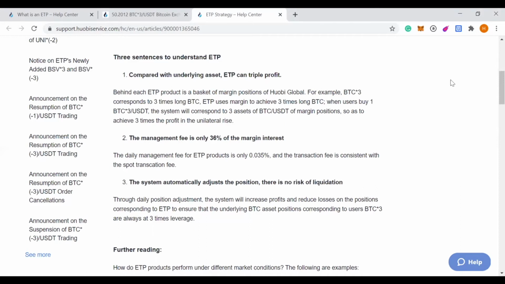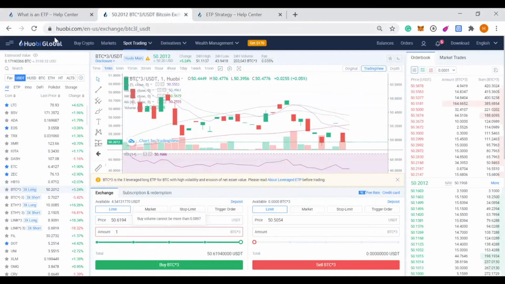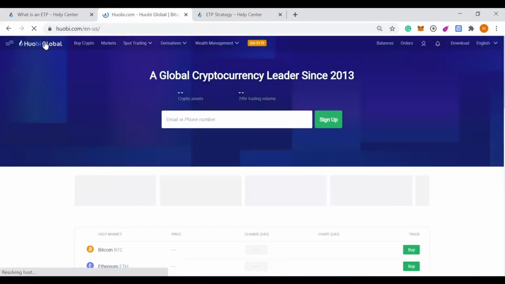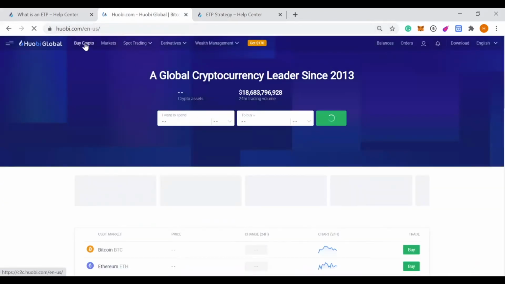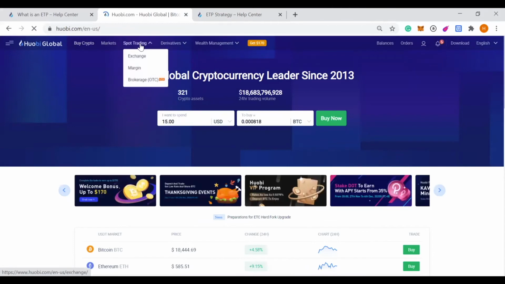And now I'm going to show you how to actually trade it on Huobi, because that's the most important part, how to find the product. Okay, so we're going to go to Huobi Global. This is our page, Huobi.com. You just go to Spot, then you go to Exchange.